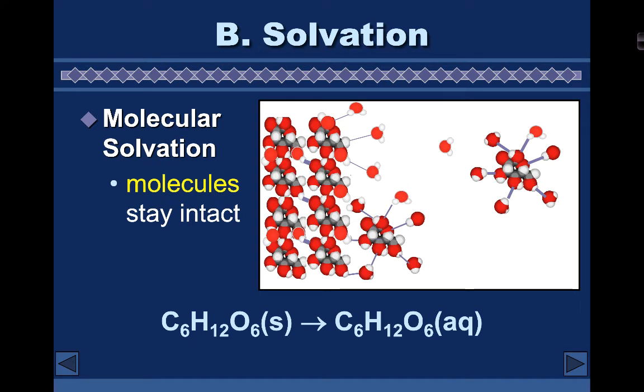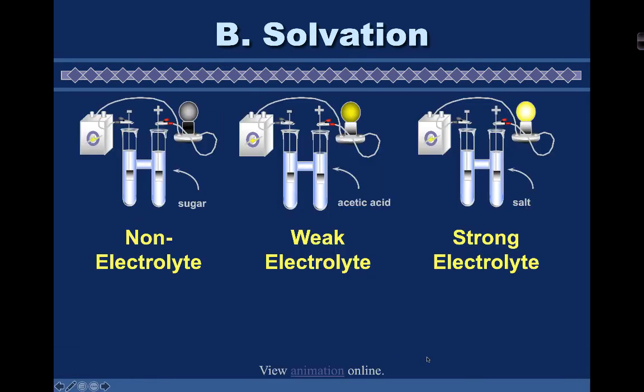Molecular solvation is where you're taking a solid and you're just separating all the pieces apart. If I take glucose, when I look at glucose as a whole, all of those molecules are bonded together, okay? But you're just pulling the molecules apart. The molecule will stay intact, it's just you're pulling the molecule apart from the other molecules. So there are no charged particles when this happens.